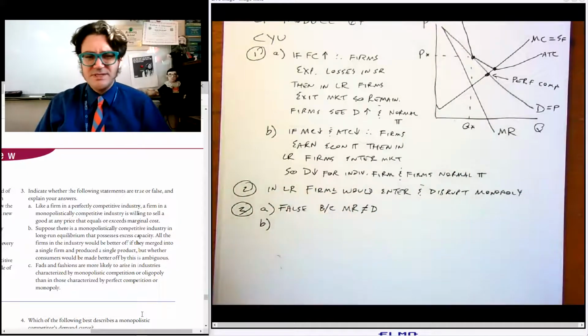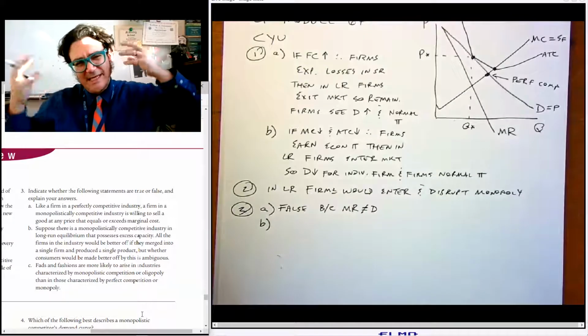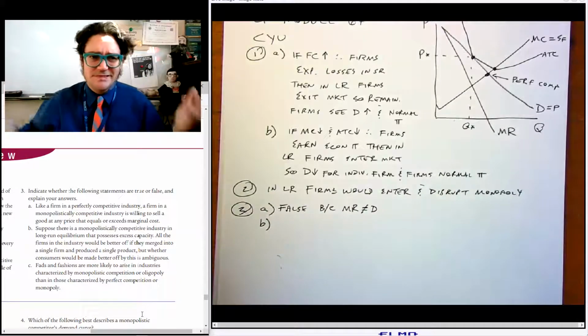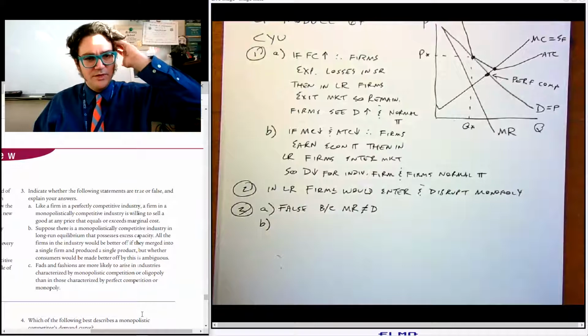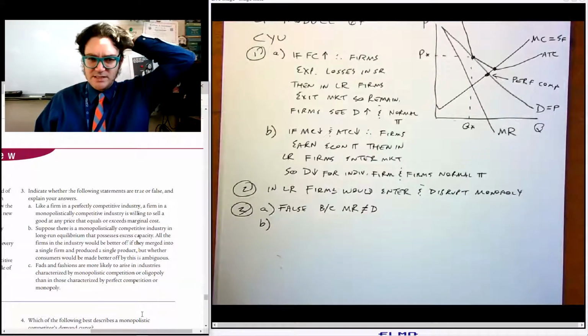B, so this is why I hate these. You have to explain them, and it's like, I know that it's false. Suppose there's a monopolistically competitive industry in long-run equilibrium that possesses excess capacity. All the firms in the industry would be better off if they merged into a single firm and produced a single product. But the consumers would be made better off. But whether the consumers would be made better off by this is ambiguous.